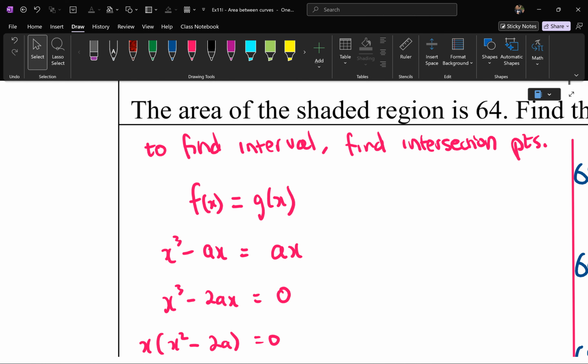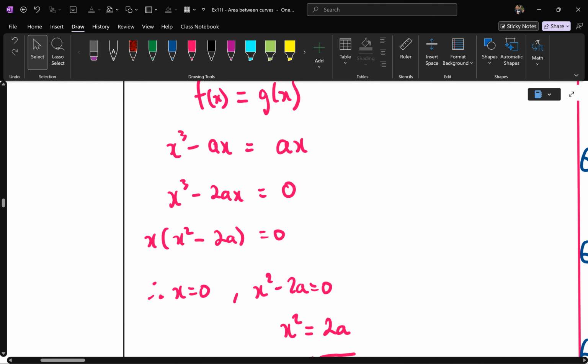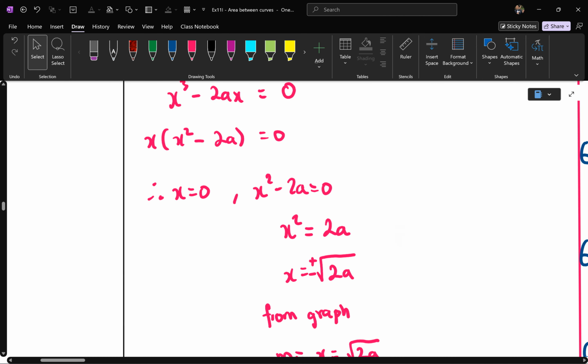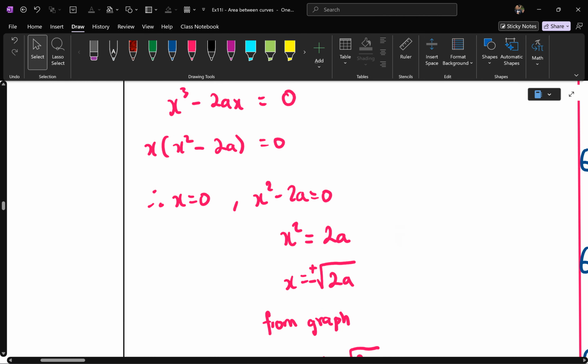So moving minus ax on both sides then becomes minus 2ax. Take out the x as a common factor. And we can use null factor law now and say x could either equal 0 or x squared minus 2a equals 0. From here, you can then solve. So again, add 2a on both sides. Square root 2a, you should get a plus or a minus.